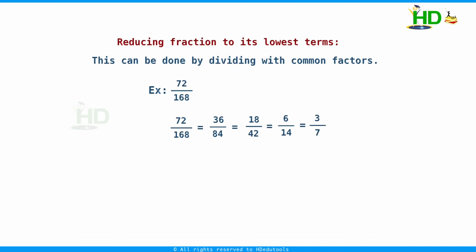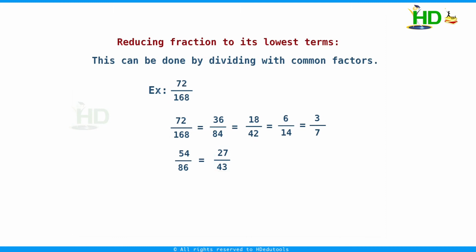Now take another example. 54 by 86. Here 2 is a factor for both the numerator and denominator. So we can divide 54 by 2 and also 86 by 2. Therefore we'll get this as 27 by 43. Now here 27 and 43 do not have any common factor. Therefore this is the lowest terms of the given fraction. That is 54 by 86 can be written as 27 by 43.